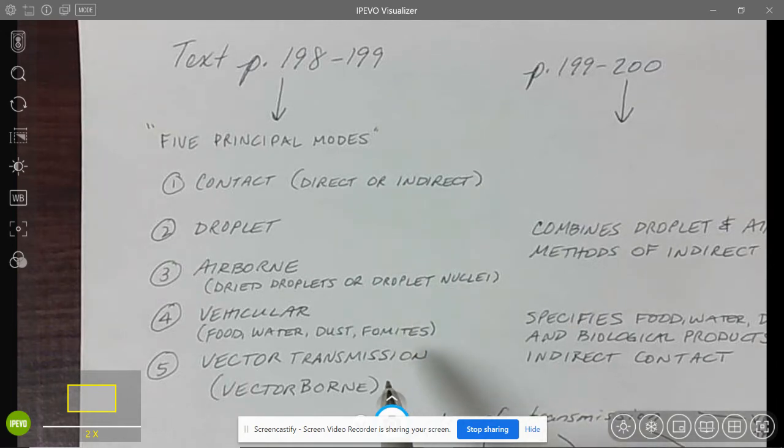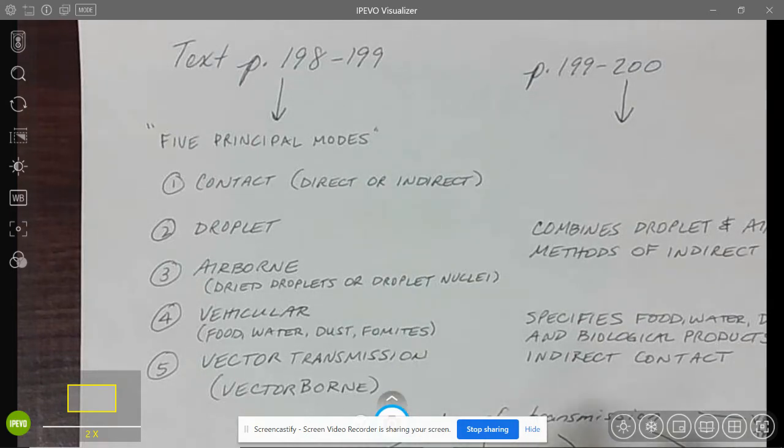And then they talk about vector transmission. That's also known as vector-borne, and this is typically an arthropod insect that is going to transmit the infectious agent. It's not always an insect, but that's typically how you hear this. Things like mosquitoes and ticks.